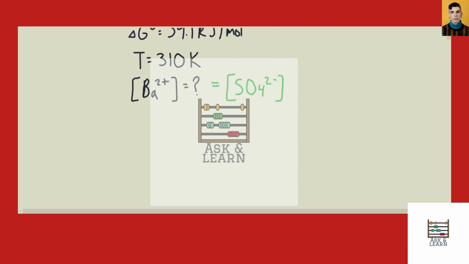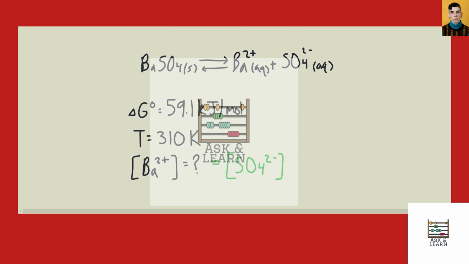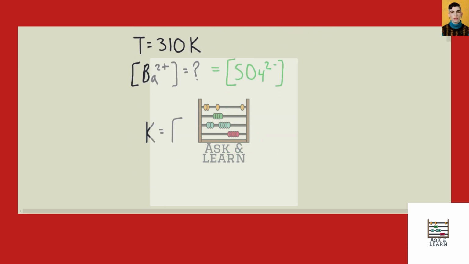So we can begin by writing out the equilibrium constant expression where K equals, when we look at the aqueous species participating in this reaction, the Ba2+ concentration value multiplied by the concentration of SO4 2-. But based on this relationship, we can say that this equals the concentration of Ba2+ squared.